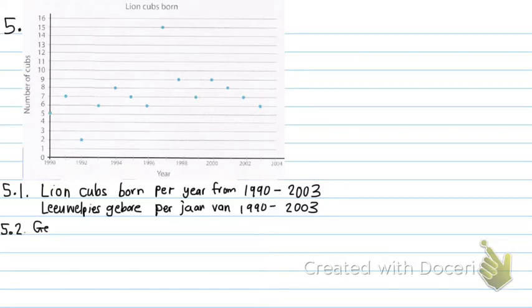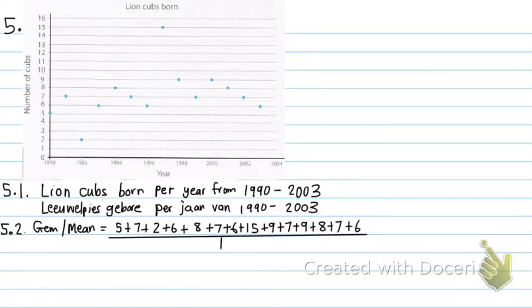So what I have to do is add all the numbers of cubs. I have to look at each dot and see how many cubs were born, and I am going to add them all. 5 plus 7 plus 2 plus 6 plus 8 plus 7 plus 6 plus 15 plus 9 plus 7 plus 9 plus 8 plus 7 plus 6. And I divide them by the number of years. If I count the number of years from 1990 to 2003, it's going to be 14 years. Okay, so take your calculator, press pause, and add the numbers of cubs.